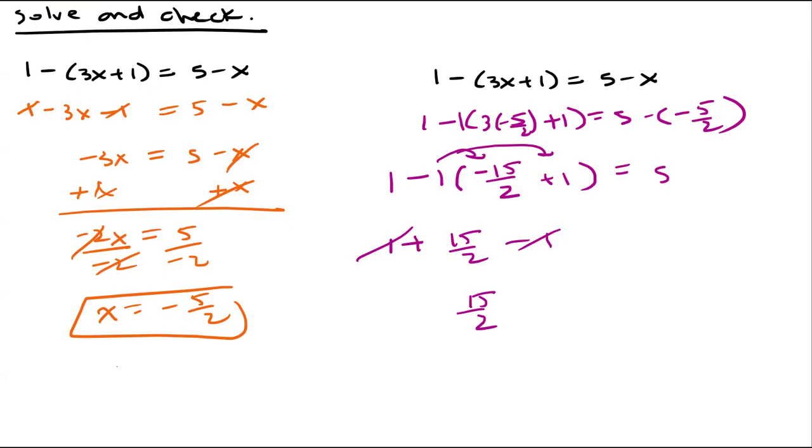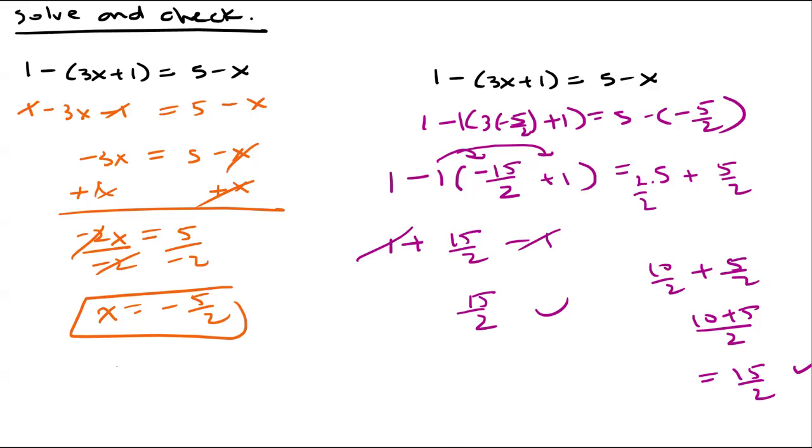So we get 5 and then plus 5 over 2 because negative is a positive. I need to multiply this by 2 over 2. So that gives me 10 over 2 plus 5 over 2. 10 plus 5 divided by 2 will give us 15 over 2. So we get the same on each side. So that is correct. So this is the checking part.